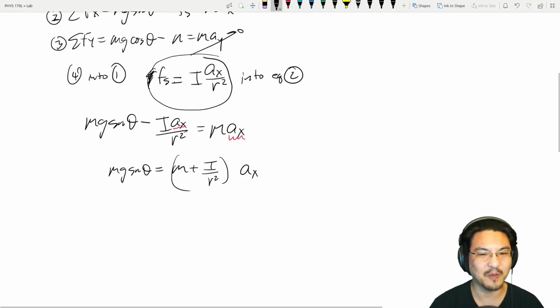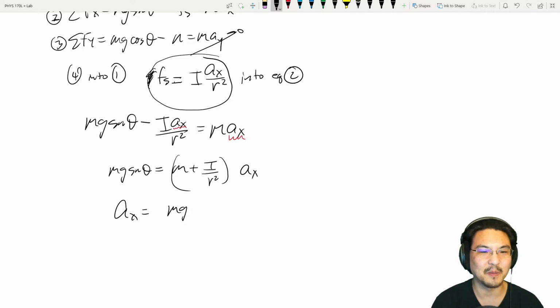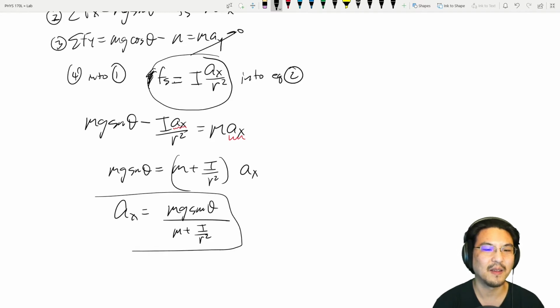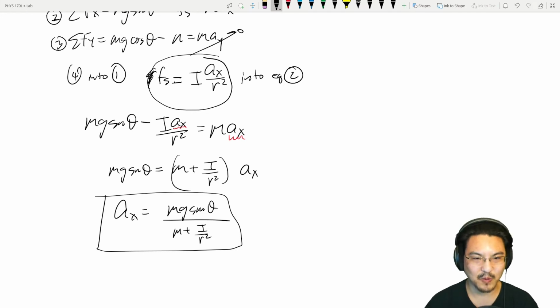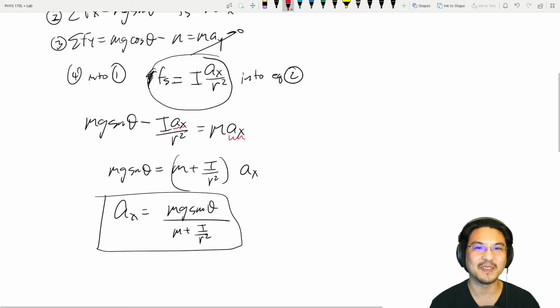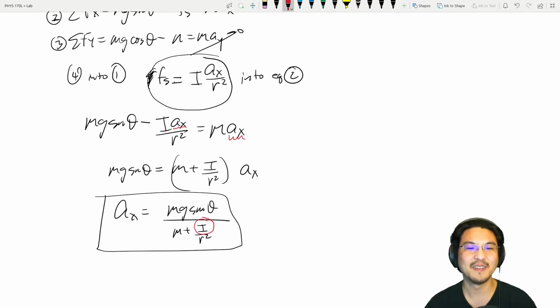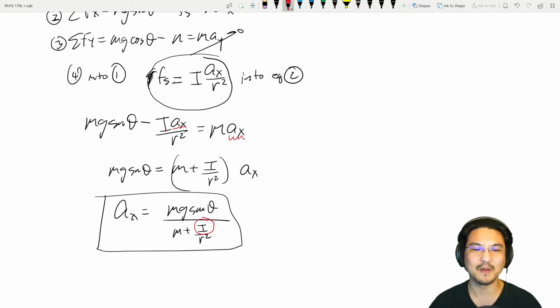And then I can just move that in the denominator. So ax equals mg sine theta over m plus I over r squared. Okay, so what does that mean? The moment of inertia shows up here in the denominator. And then what does that mean?